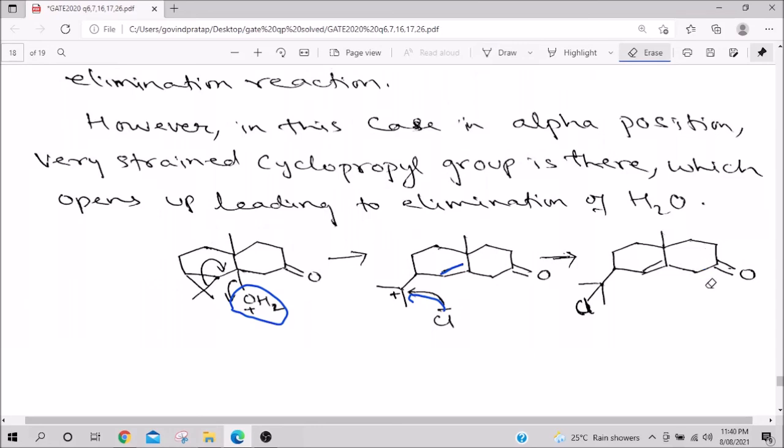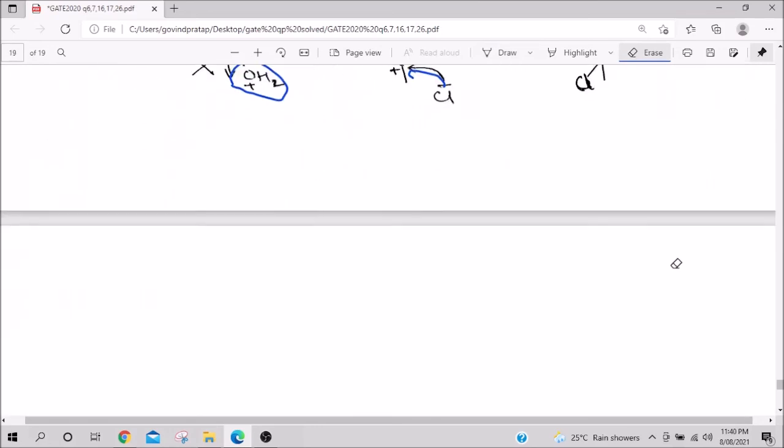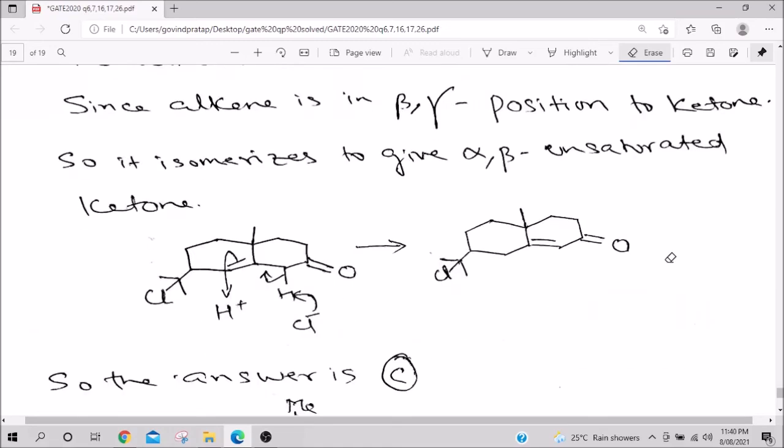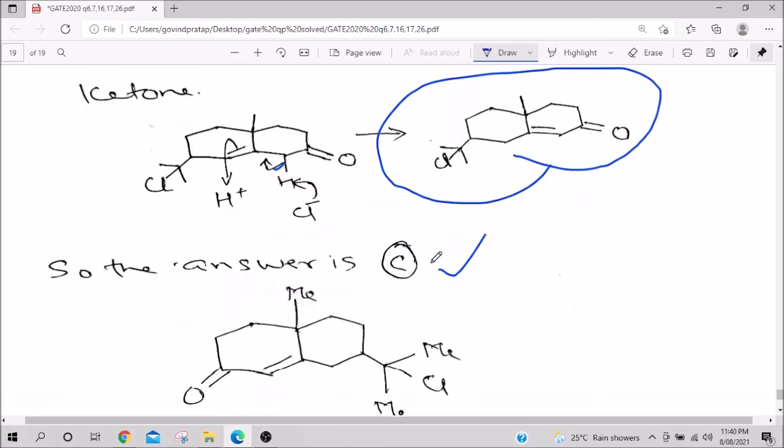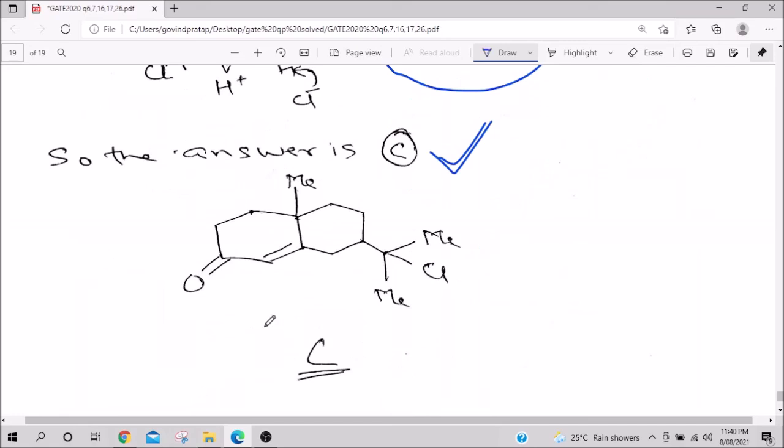So what does this molecule do? It undergoes isomerization. How does it undergo isomerization? Cl minus is there because HCl is there. So Cl minus takes this proton, this goes here and this picks up a proton and you get the alpha beta unsaturated ketone. So this is what the product will be. So the answer is C. It was a 2 marks question. You can see a 2 marks question is tougher than a 1 mark question. So that's it for today. Thank you very much.